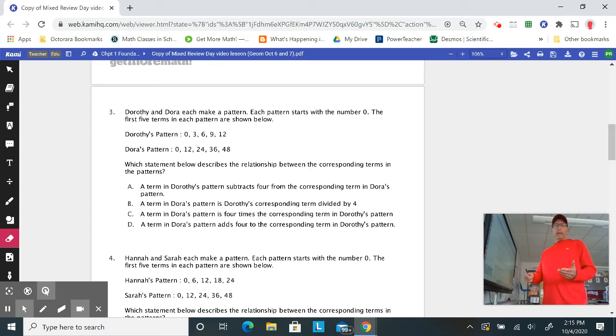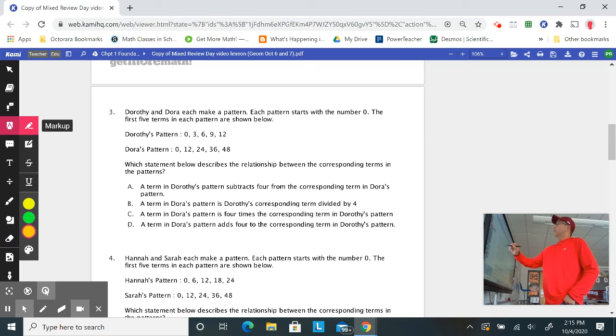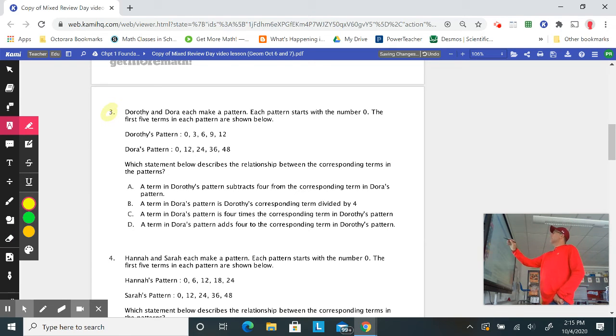Now let's take a look at number 3. I scroll down past number 2. Let's look at number 3. So in number 3, it's about Dorothy and Dora. Dorothy and Dora each make a pattern. Each pattern starts with the number 0. The first 5 terms in each pattern are shown below.